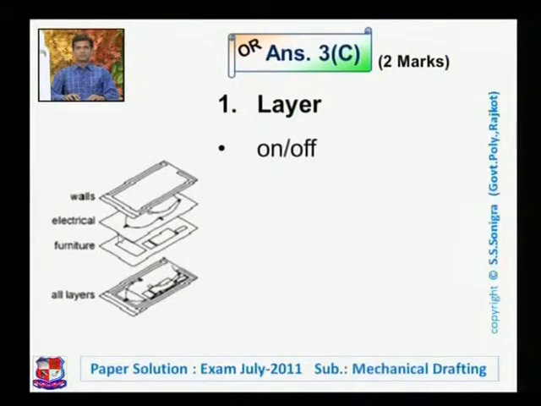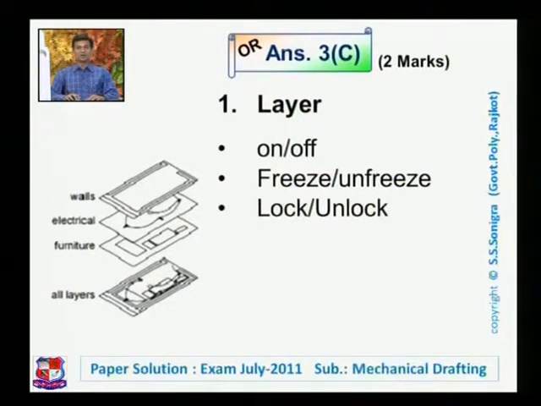In layer, these are the options: either it is on or off, it's freeze or unfreeze, it may be lock or unlock. If the layer is locked, for example, in this case the layer of electrical component is locked, then in this drawing we cannot change anything in electrical components. If we click on an electrical component, it will not alter anything. It will not be erased. It cannot be altered. Its property cannot be changed. Nothing can be done. After unlocking only, we can do those editing.